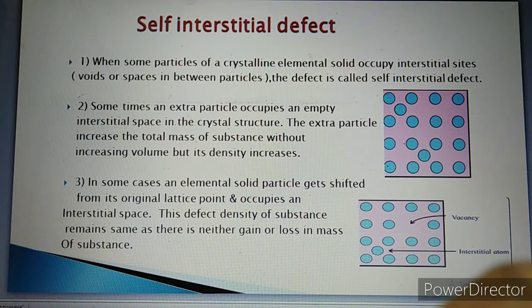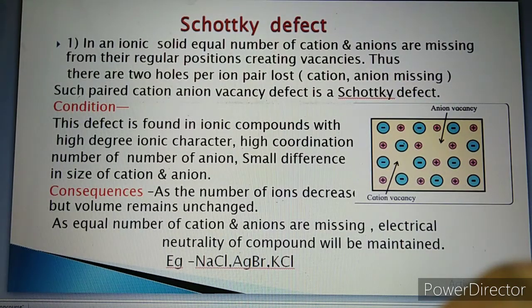What is the third one? Schottky defect. So, what is Schottky defect? See on the PPT, what is Schottky defect? In an ionic solid, an equal number of cations and anions are missing from their regular positions, creating vacancies. Thus, there are 2 holes per ion pair lost. Cations and anions are missing. Such a pair of cation and anion vacancy is called a Schottky defect.